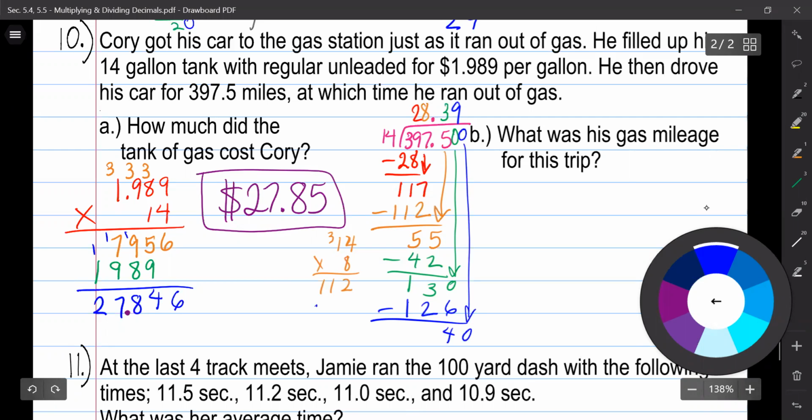Okay, and 14 would go into 40 two times, because it can't be 3 because that gave us 42 and that'd be too big, so that'd be 2. All right, so at that point we can stop and then just round it off. Like I said, if we're going to round it to the nearest hundredth. So then our final answer for this would be 28.39 miles per gallon.